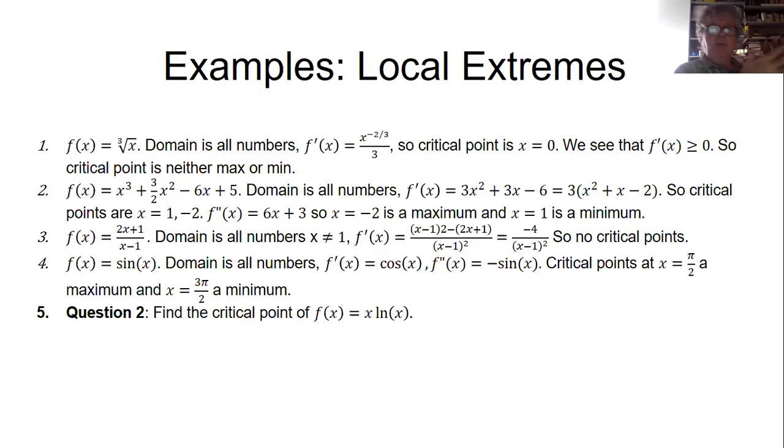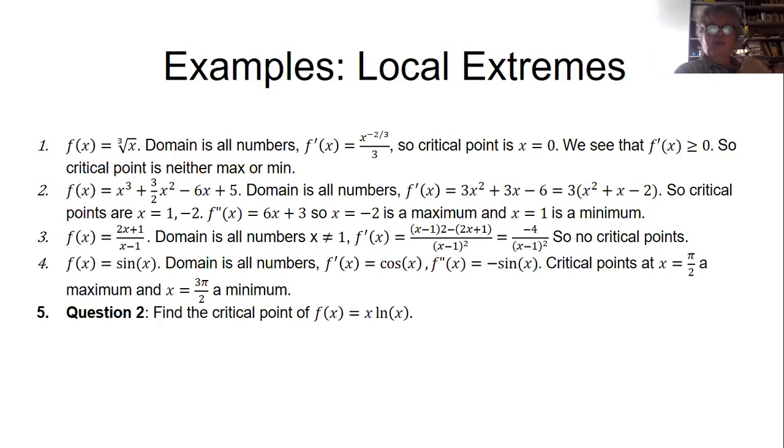Okay, another example. X cubed plus 3 halves x squared minus 6x plus 5. Again, the domain is all numbers. We take the derivative, we get 3x squared plus 3x minus 6. We factor and pull out a 3. So we're left with x squared plus x minus 2. And we can factor that again as x minus 1 times x plus 2. Or we could use the quadratic formula, minus b plus or minus the square root of b squared minus 4ac on 2a. If we do that, we find that the roots of that are 1 and minus 2, so those are the critical points.